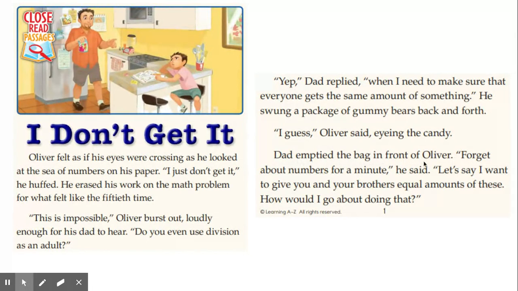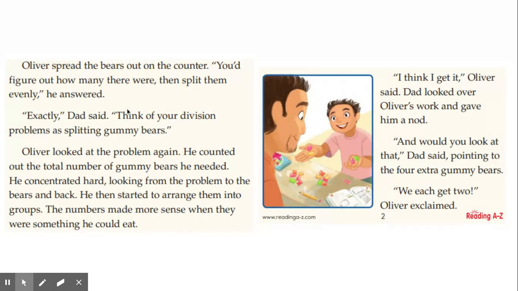Dad emptied the bag in front of Oliver. Forget about numbers for a minute, he said. Let's say I want to give you and your brothers equal amounts of these. How would I go about doing that? Oliver spread the bears out on the counter. You'd figure out how many were there, then split them evenly, he answered. Exactly, Dad said. Think of your division problems as splitting gummy bears. Oliver looked at the problem again. He counted out the total number of gummy bears he needed. He concentrated hard, looking from the problem to the bears and back. He then started to arrange them into groups.